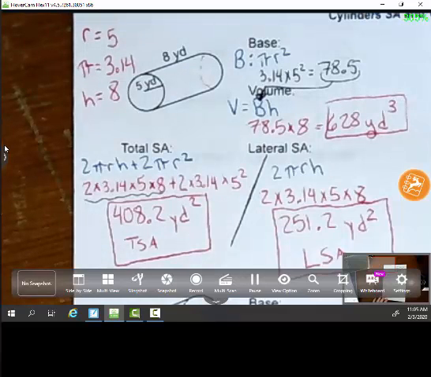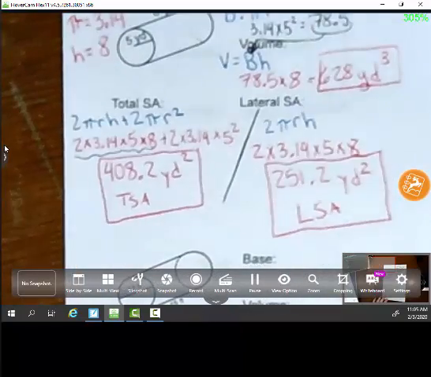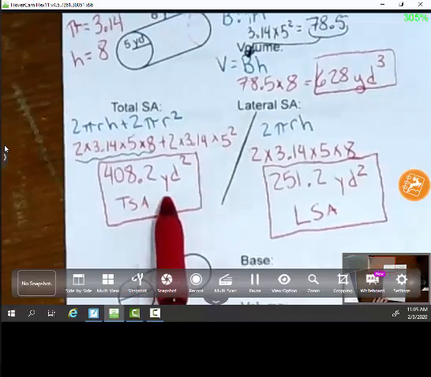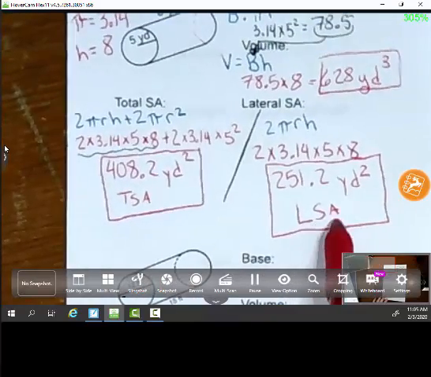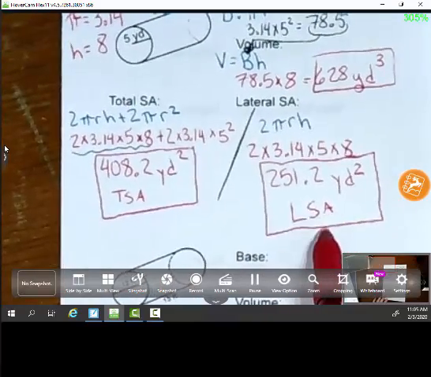What part is volume? The inside. So the green beans itself. Total surface area, what part is that? Is it the can or the label? Label doesn't include bases. Can does. Which one of these includes bases? Total. So this is your can. What makes this? The label. Your label. All right.